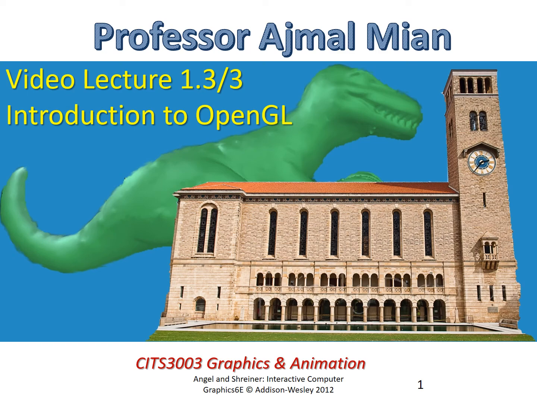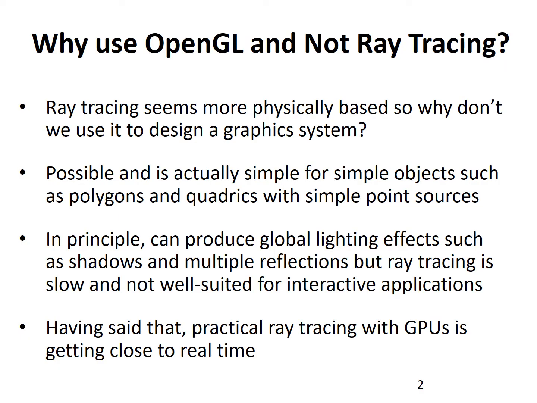Introduction to OpenGL. Why should we use OpenGL and not ray tracing? Ray tracing seems more physically based, so why don't we use it to design a graphic system? Well, it is possible to use ray tracing, and it is actually simple for simple objects such as polygons with simple point light sources. In principle, using ray tracing, we can produce global lighting effects such as shadows and multiple reflections, but ray tracing is very slow and it is not well suited for interactive applications.